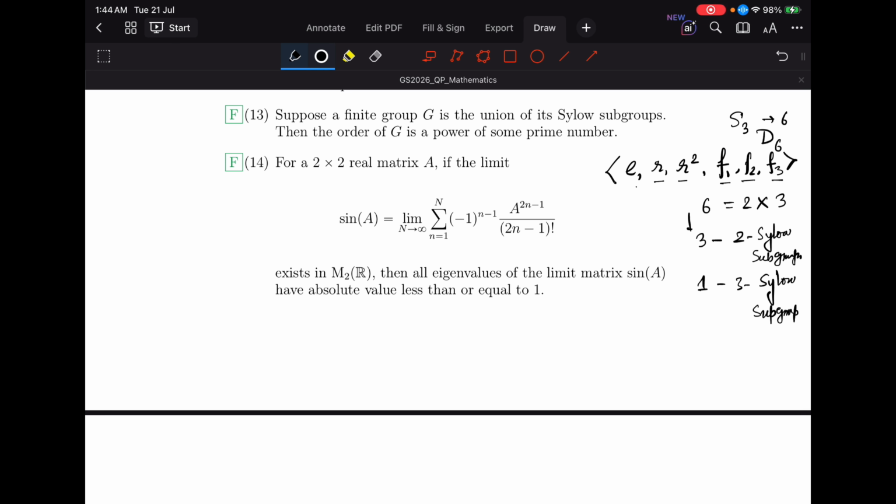So what is the 3 Sylow subgroup? That's one, because this has order 3, and we have F1, F2, F3 as the 2 Sylow subgroups. Just take the union of those, you will get exactly this group, but the order 6 is not a power of some prime, so it is false.